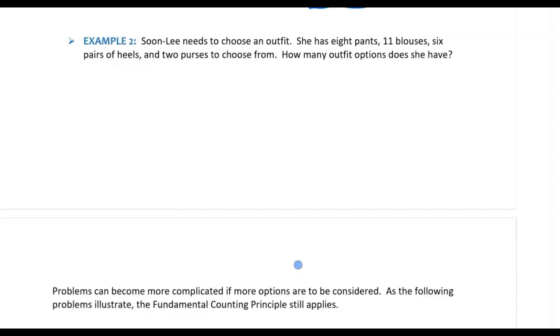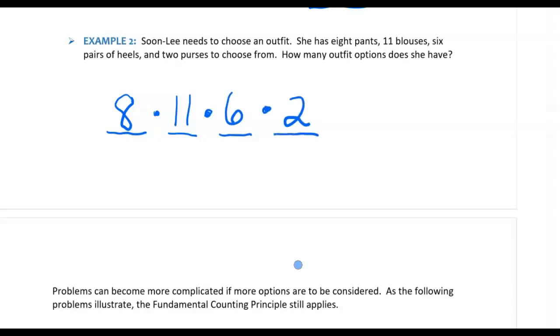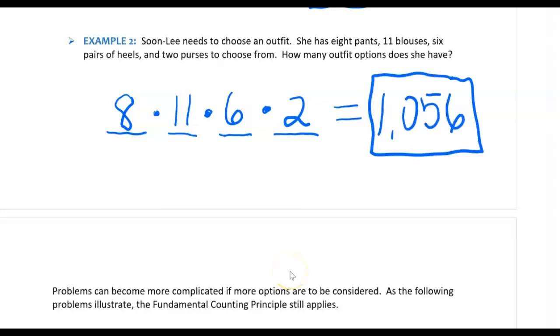Again, using the fundamental counting principle, we would need to multiply the 8 options she has for pants times the 11 options she has for blouses times 6 options she has for pairs of heels times 2 options she has for purses. Multiplying 8 times 11 times 6 times 2 gives us 1,056. This means Soon Lee has 1,056 outfit options.